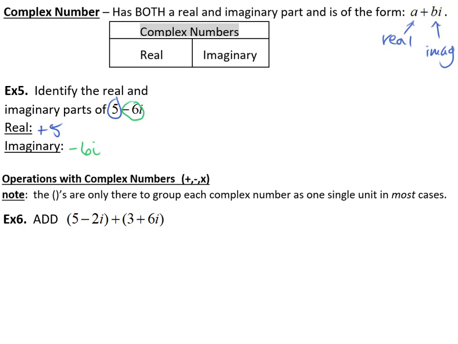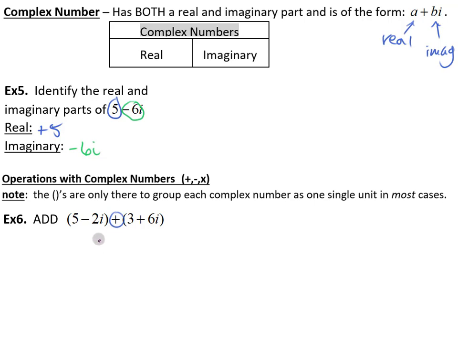Let's talk about doing some operations. And, well, gosh, I'm not going to lie to you guys. This is really, really difficult. So buckle up. Make sure you're paying attention. This thing's going to get crazy here. We're going to talk about adding, subtracting, and multiplying complex numbers. So as a note, because for some reason this confuses a lot of people, the parentheses are only there to group complex numbers as a single unit in most of the cases. So just because you see parentheses doesn't mean you need to multiply or FOIL.